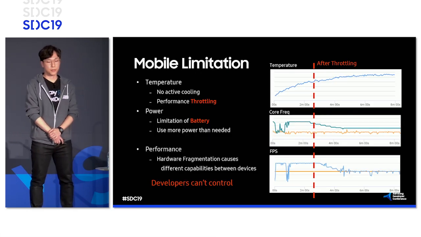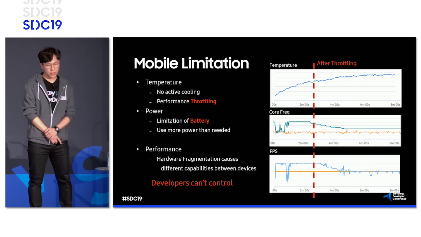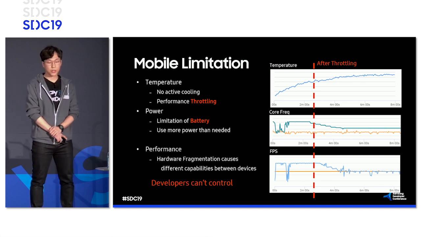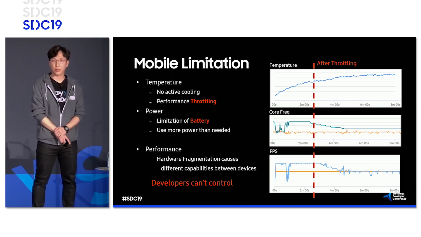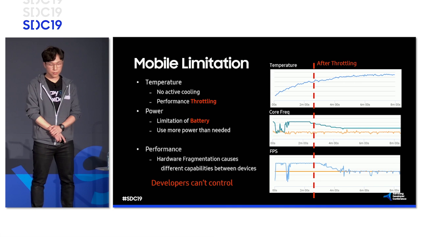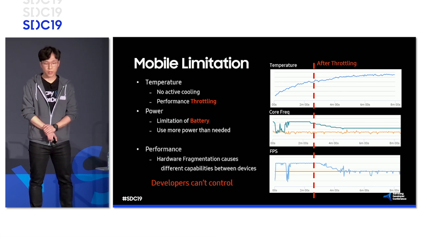Mobile has some limitations. First, mobile doesn't have an active cooling system itself, so there are limited ways to prevent heat. When running a high-spec game, it uses high CPU and GPU frequency for performance, and that raises the temperature. When the temperature exceeds a certain level, thermal throttling happens to prevent the rise. To reduce temperature, the governor gradually decreases CPU and GPU power, so performance drops sharply.